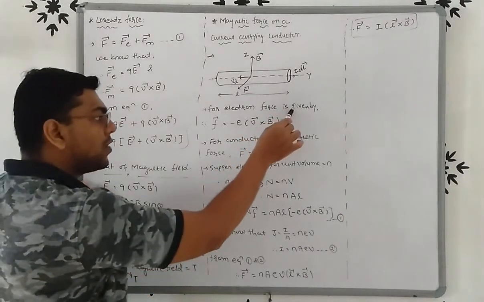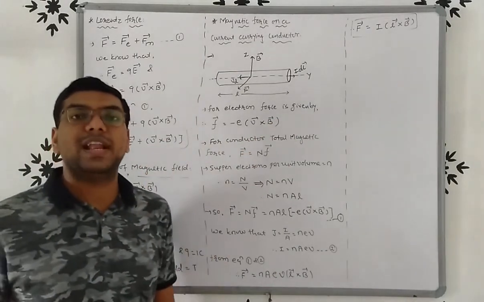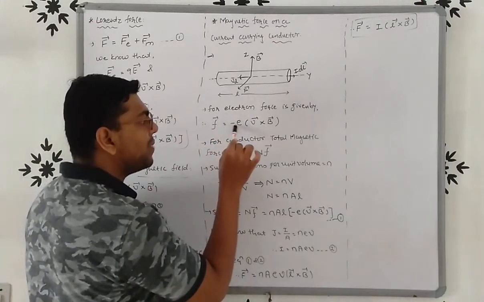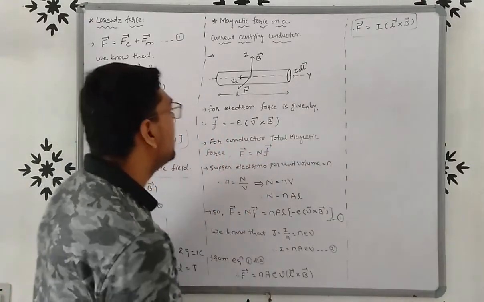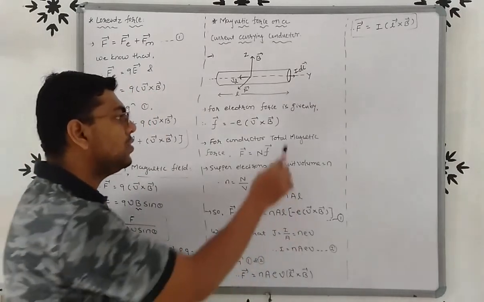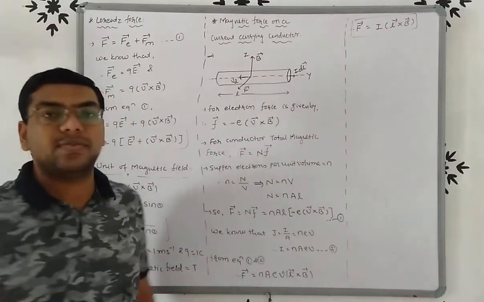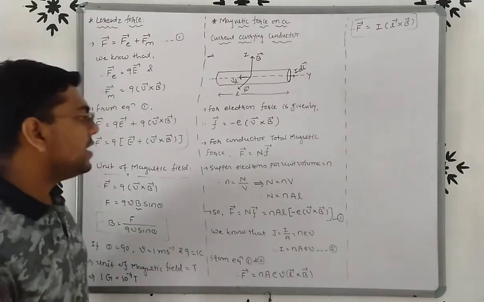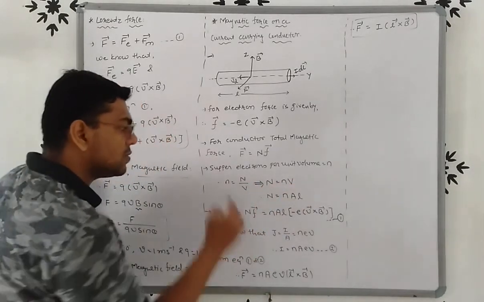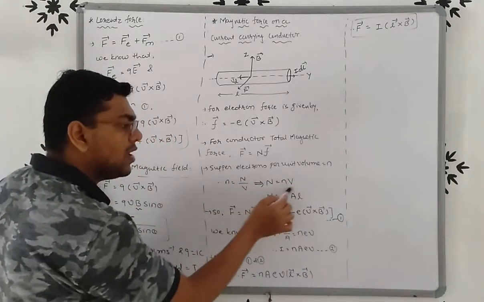So for an electron, instead of Q we have to write minus e, because the charge of an electron is minus e. So vector small f is equal to minus e into V cross B. Now there are n number of electrons. So for the conductor, total magnetic force vector F is equal to n into small f. Now here we consider that electrons per unit volume is small n. So small n is equal to capital N by V. So capital N is equal to small n into V.